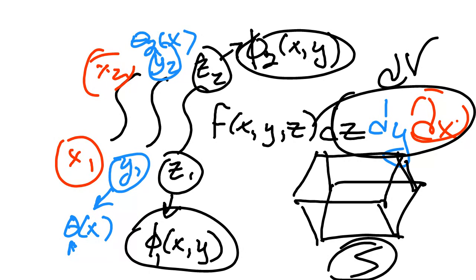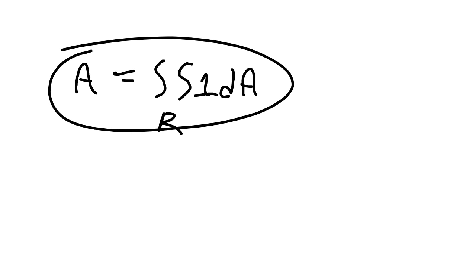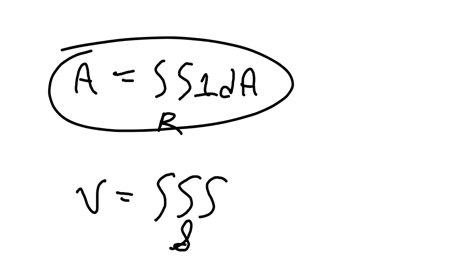Just so you know, similar to before, like the area: before we had the area was the double integral over region R of 1 dA. Well, we're going to have the volume is the triple integral over shape S of 1 dV. I use a cursive S there so it doesn't look like a double integral. But this is kind of a nice thing there too.